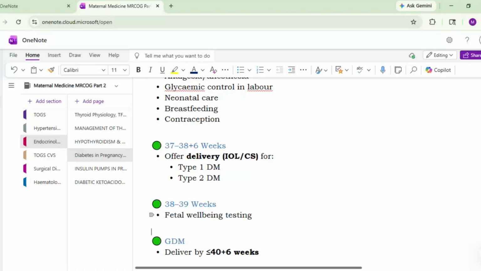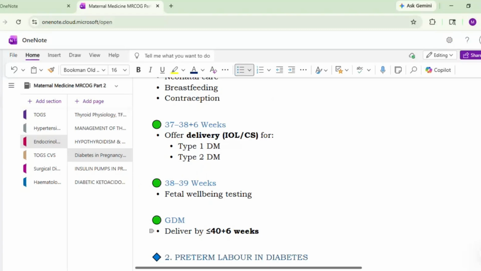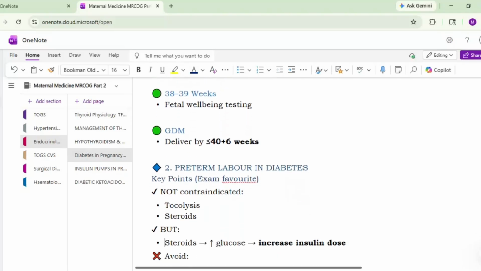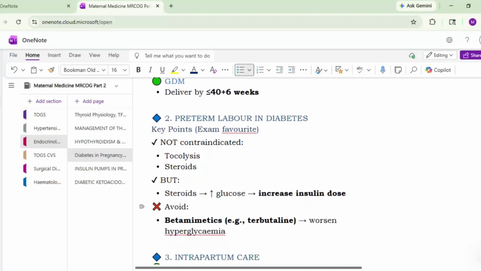So if the lady has type 1 or type 2 diabetes mellitus, the delivery time is between 37 to 38+6 weeks of gestation. At 38 to 39 weeks, fetal well-being will be continued if she does not deliver, or if she is a case of GDM. For GDM, we will deliver before 40+6 weeks of gestation. We will not allow these patients to go beyond 41 weeks. We will advise termination by around 40+6 weeks of gestation.